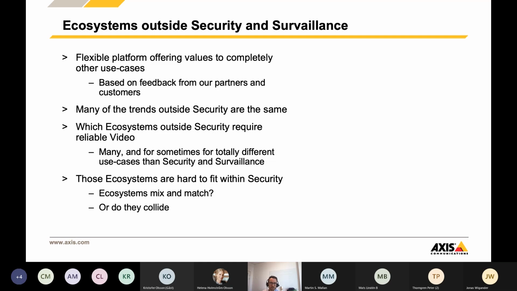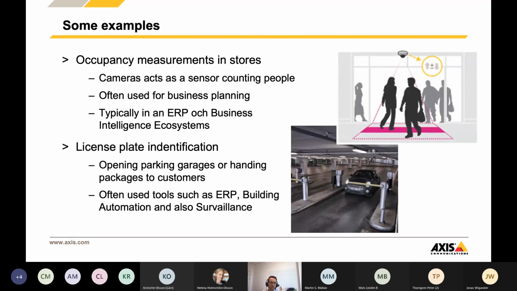So one thing is occupancy measurements in stores, where our cameras act as sensors counting people. Basically, they are not interested in the video that the camera produces. They are interested in getting the machine learning out to the camera and using the data that those models produce. Often used for different kinds of business planning.